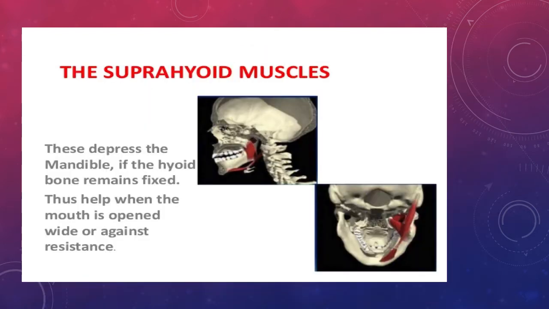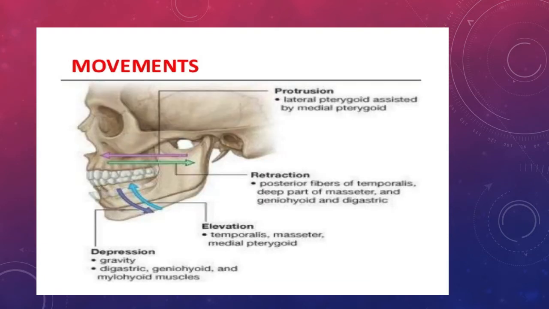The suprahyoid muscles depress the mandible if the hyoid bone remains fixed. This helps when the mouth is opened wide or against resistance. Movements. Protrusion functions: the lateral pterygoid, assisted by the medial pterygoid. Retraction: the posterior fibers of temporalis, deep part of masseter, geniohyoid and digastric. Elevation functions: temporalis, masseter and medial pterygoid. Depression: gravity, digastric, geniohyoid and mylohyoid muscles.